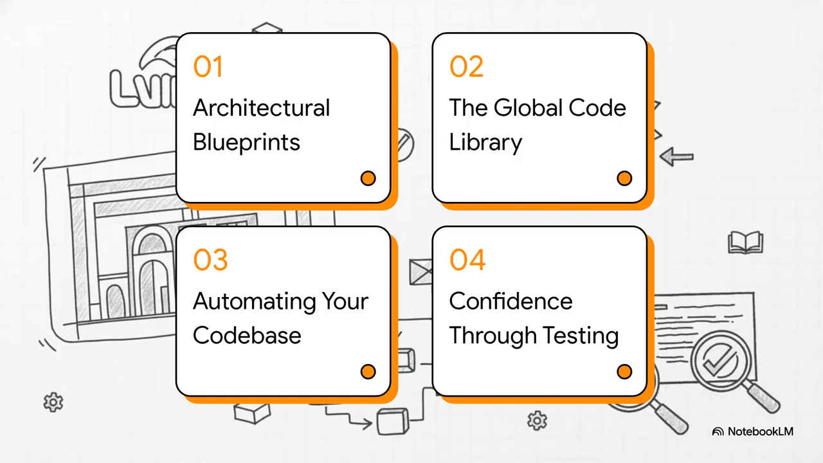So today, we're going to map out the 4 pillars of any modern PHP workflow. We'll kick things off with architectural blueprints, then we'll tap into the global code library. After that, we'll see how to automate our codebase, and finally, we'll learn how to build real confidence through testing.